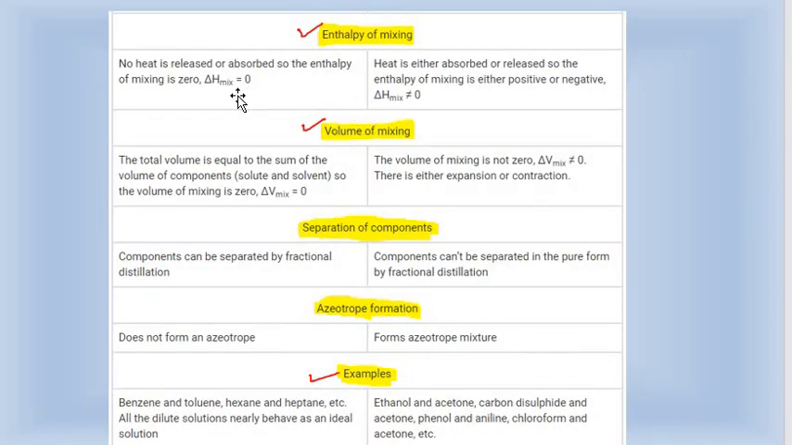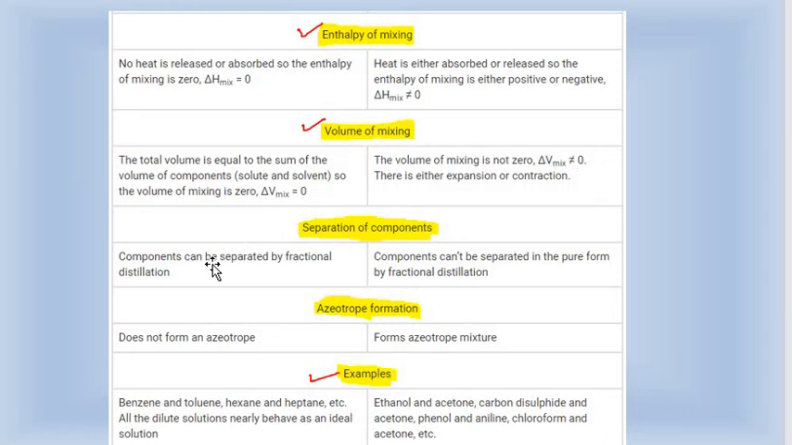Enthalpy of mixing in case of ideal always remains 0, or you can say delta H mix is equal to 0. For non-ideal it may be positive, it may be negative, it is not equal to 0. Volume of mixing: in case of ideal, the total volume is equal to the sum of the volumes of the components, that is solute and solvent. So after mixing, delta V mix remains 0. Here we see expansion or contraction in case of non-ideal, so delta V mix is not equal to 0.